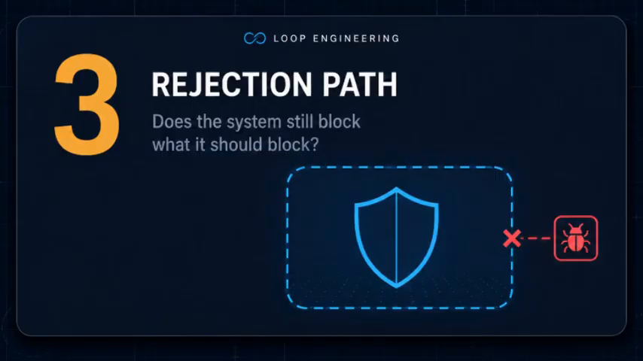Yeah? And then the third check is the path that should fail. This is sometimes called the negative path. Again, the idea is simple. Obviously, some actions are meant to be blocked. A user without permission should not be allowed through or to download at all. An expired link should not work. Incorrect information should not be accepted as if it were correct.